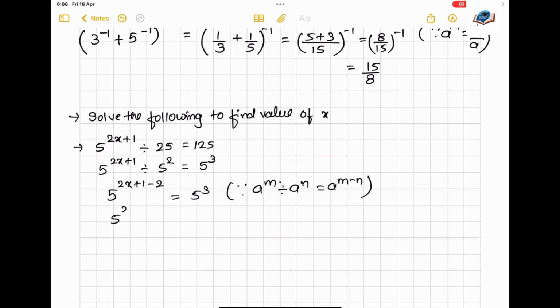Now see, base are same, so power should be same. So I can say 2x minus 1 equal to 3. So 2x equal to 4. So x will be 2. 4 divided by 2 is 2. Now, let us do one more type of example in this.